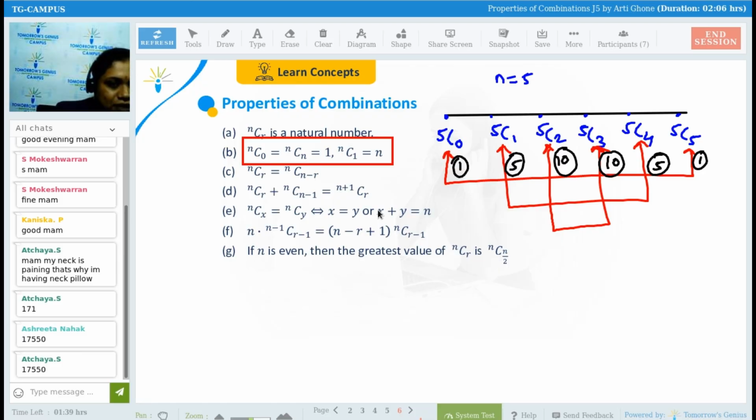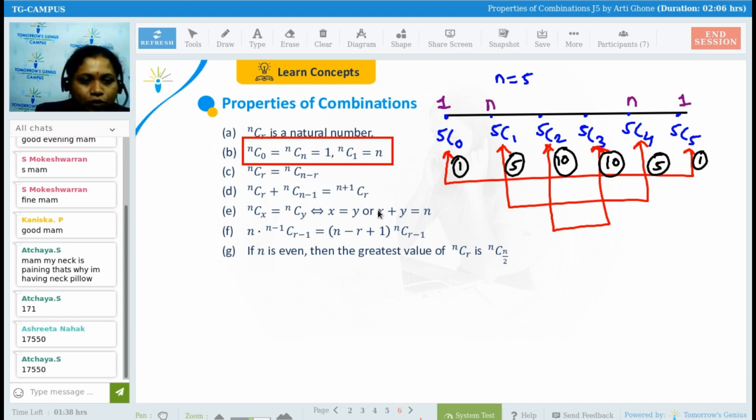Clear? nC0 and nC1, nCn. First and last value is always equal to 1, and similarly the second value and second last value is always equal to n. See what are the first and second results. This is always equal to 1 and this is always equal to n.